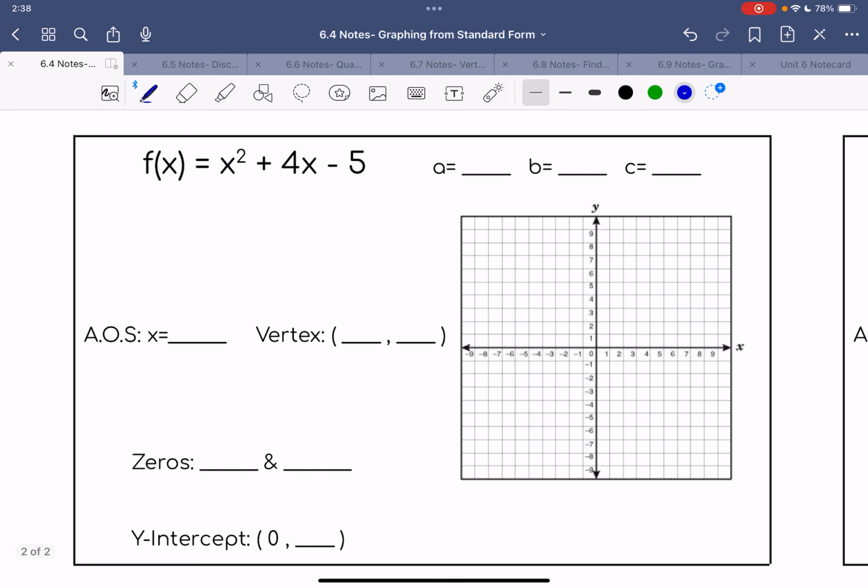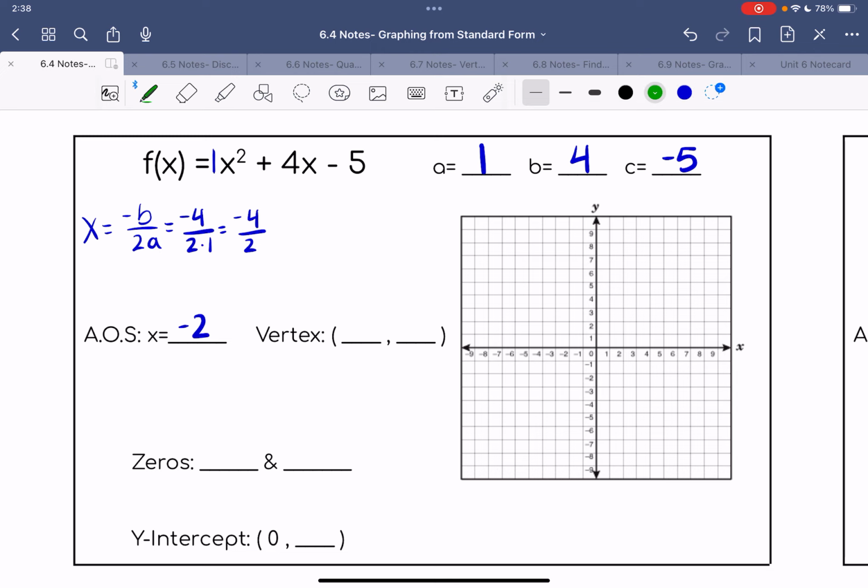My a value is 1. Got a 1 right there. My b value is 4. My c value is negative 5. My axis of symmetry is always the same formula, negative b over 2a. Negative b is going to be negative 4 over 2 times my a value, which is 1. So I've got negative 4 over 2. Negative 4 divided by 2 is negative 2.